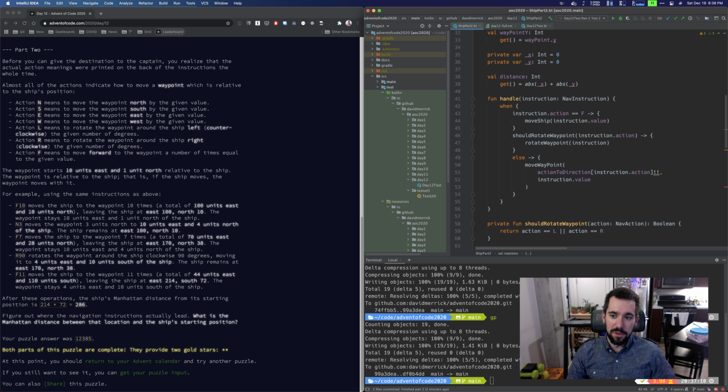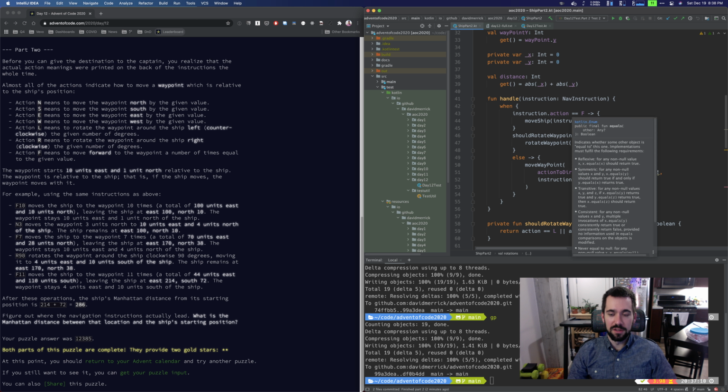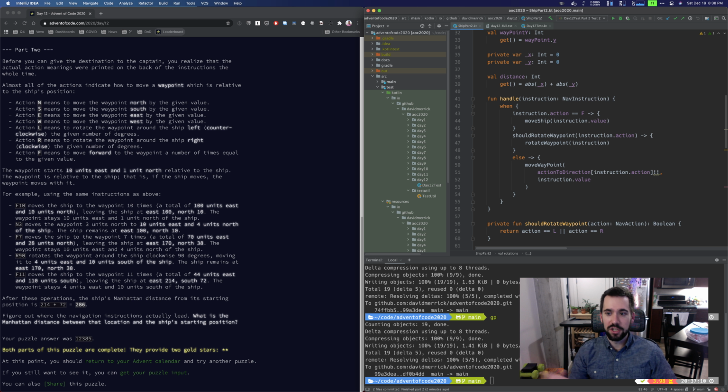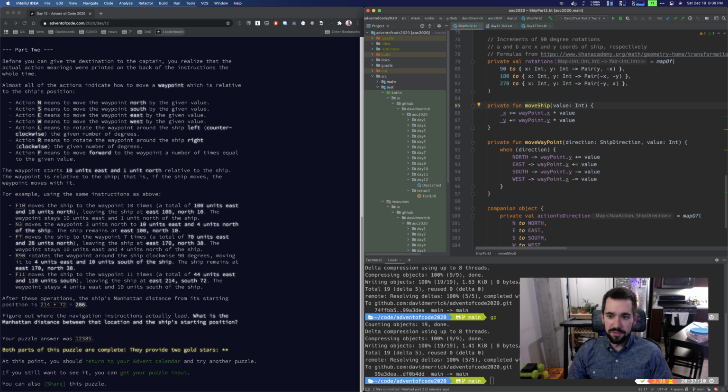And then this forward, the meaning of this instruction this time is to move the ship in the direction of the waypoint. And then the waypoint stays in the same position relative to the ship. So a forward movement means to move it relative to the waypoint, and so we take this value that's an integer, we multiply it by the waypoint x, so that it basically has this ratio of movement to the x and y direction of this magnitude times the relative position of the waypoint.